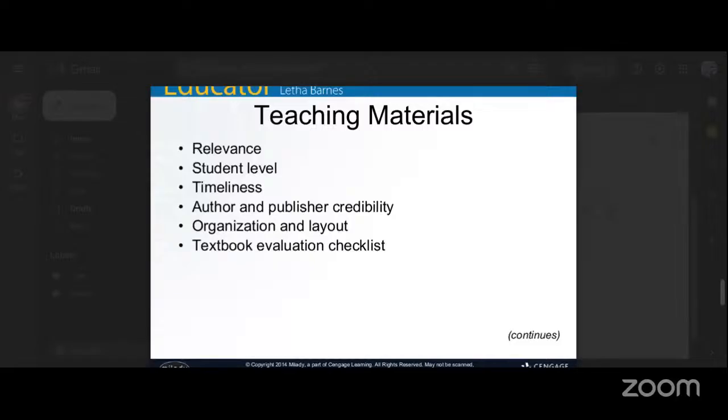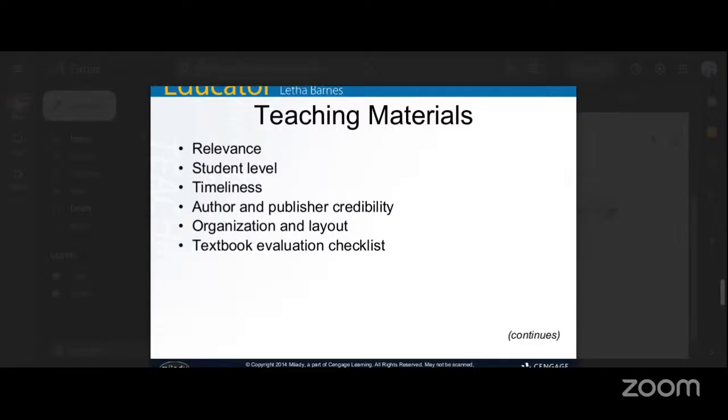Teaching materials, you've got to make sure they're relevant. So come with some new stuff, okay? Student level, you've got to go above where they are because they are researching and have all kinds of time on their hands. Timelessness, okay? Teaching something that never goes out of style. Finger waves are not going anywhere. They're going to get more and more classic, okay?